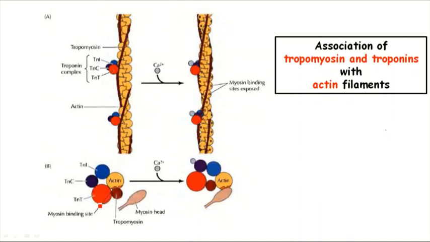This tropomyosin shifts from its earlier position after binding of calcium, and the myosin head binds to the actin. Okay, so this is the mechanism of how calcium concentration helps in muscle contraction. You can take a screenshot for understanding.